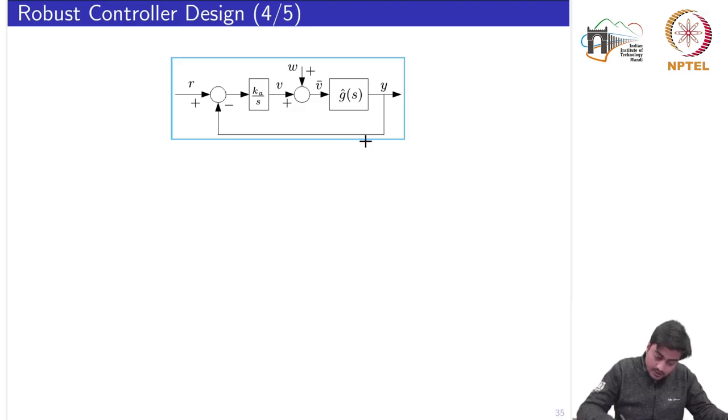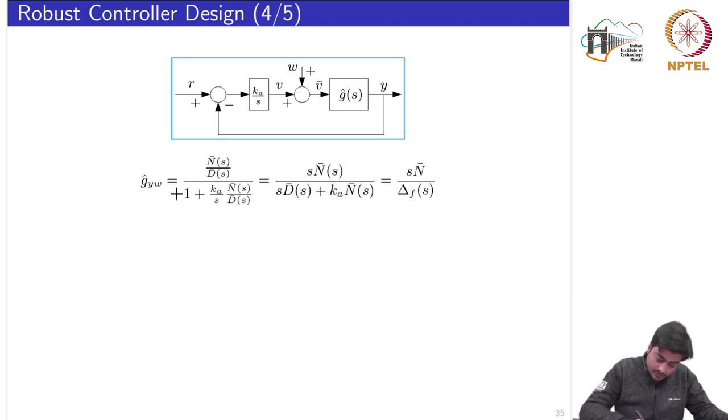Now again going back to the entire closed loop system, again this is g bar hat. So first of all, let's see the transfer function from w to y. Okay, let's see first this part. We can write the forward transfer function, which is n bar over d bar, and the closed loop polynomial, which is 1 plus ka times s into n bar by d bar. Now simplifying this one would yield s into n bar divided by the characteristic polynomial of the closed loop feedback system, which is natural.